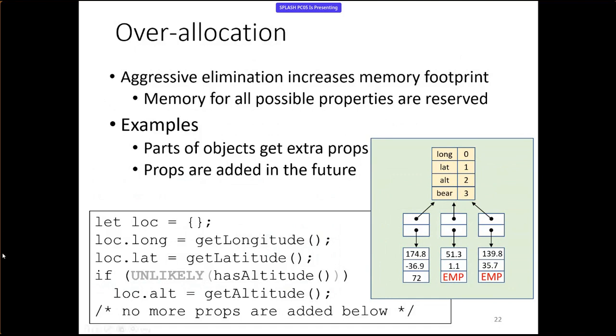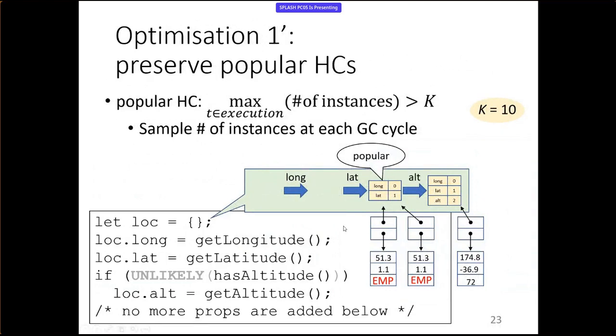For example, for this program, if this hasAltitude is likely to be false, then most objects have this area for the altitude property filled with empty. So these slots are wasted. So we modify the optimization.